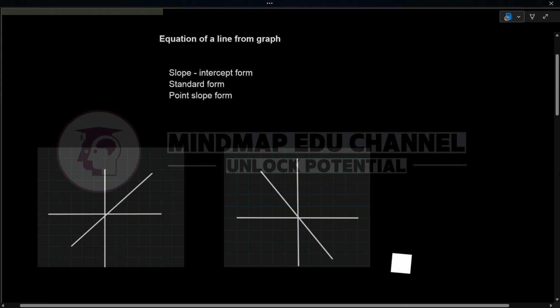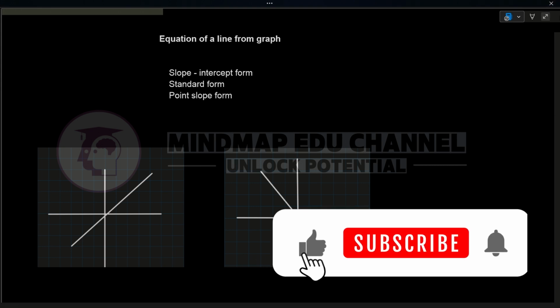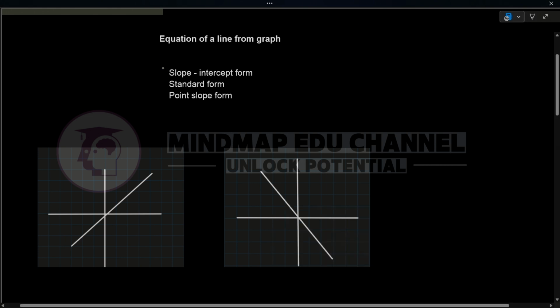In today's class, we will learn how to write the equation of a line from a given graph. We will first learn how to write it in slope-intercept form, and then get it converted into standard form and point-slope form.